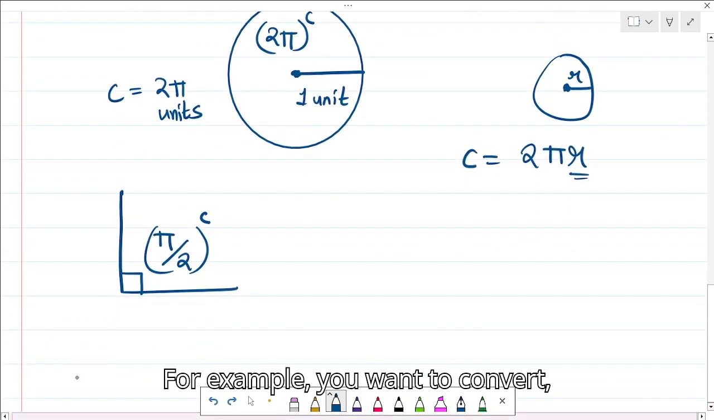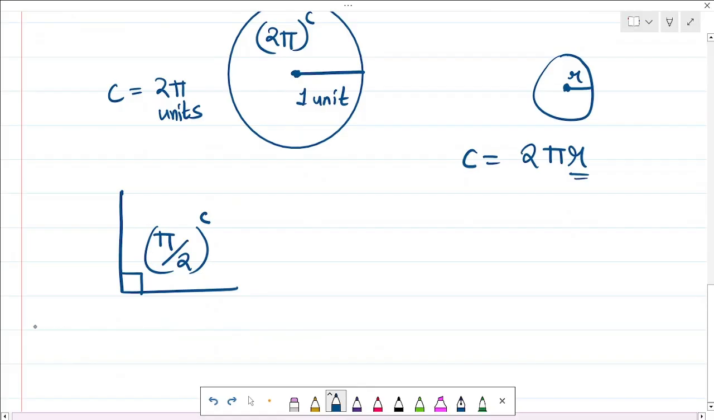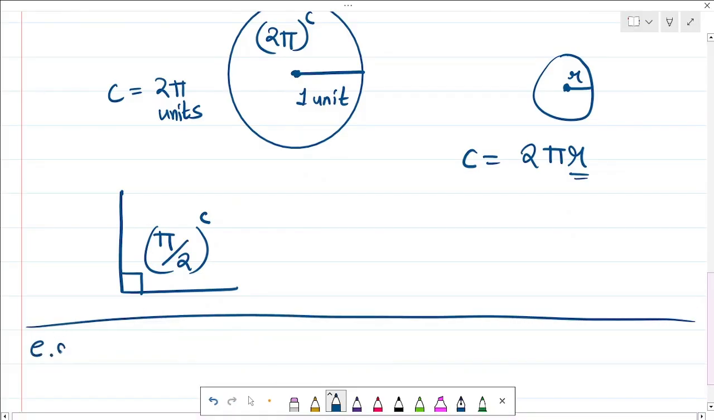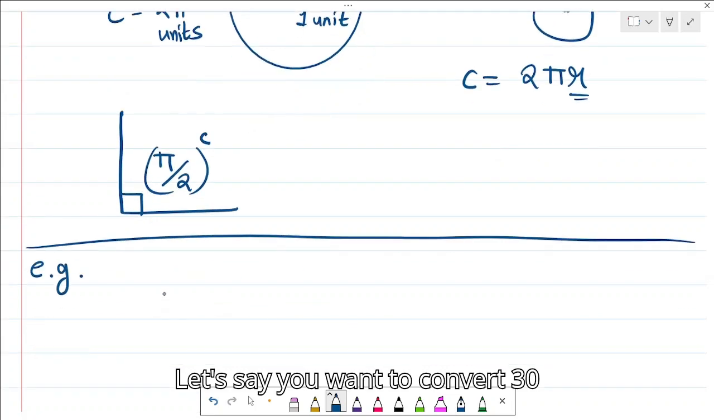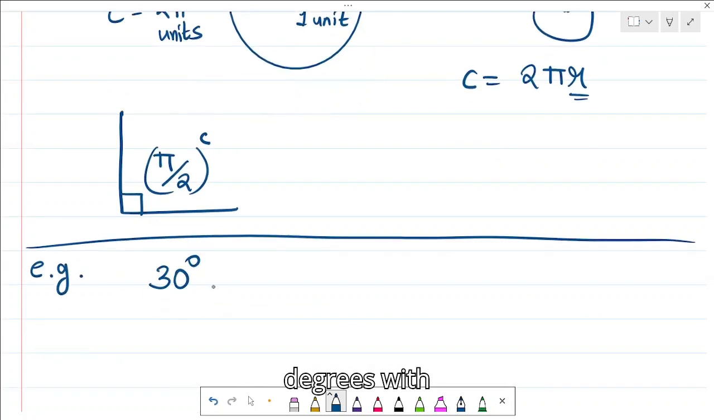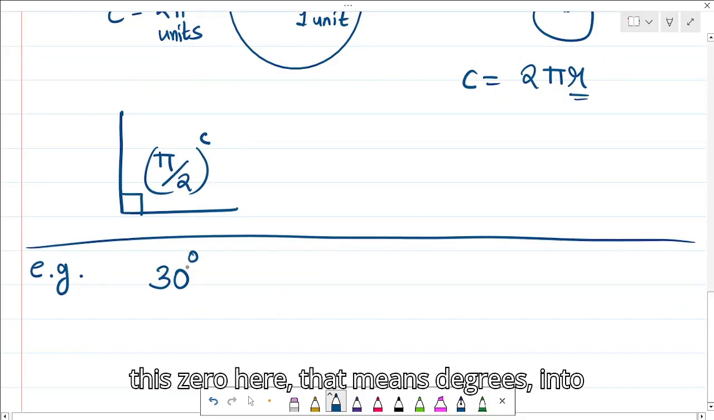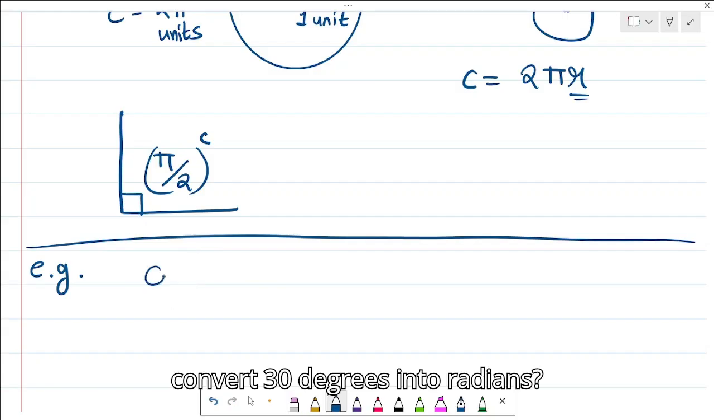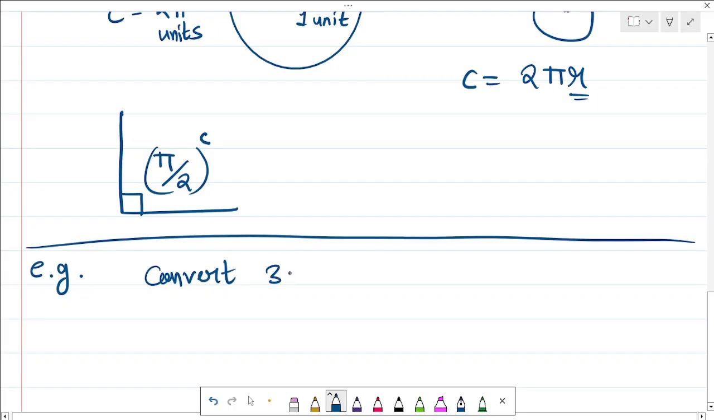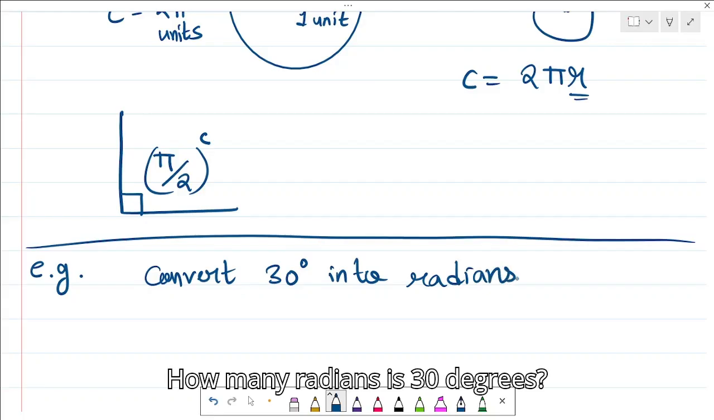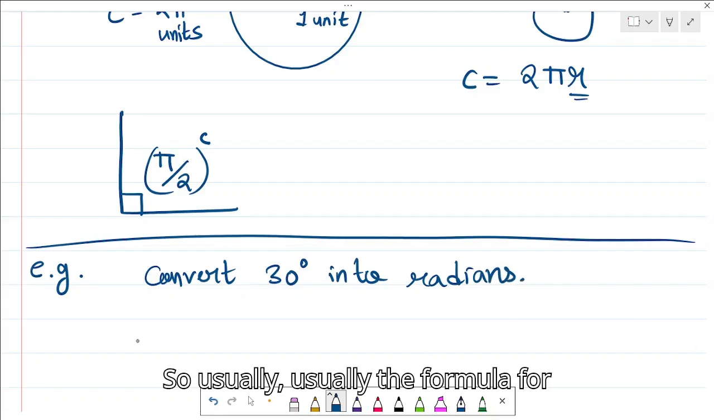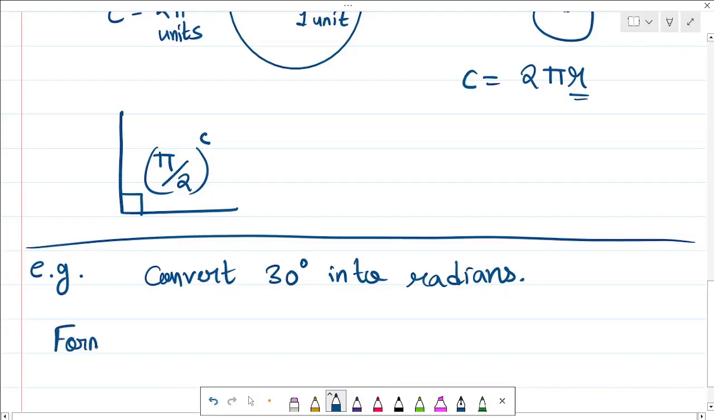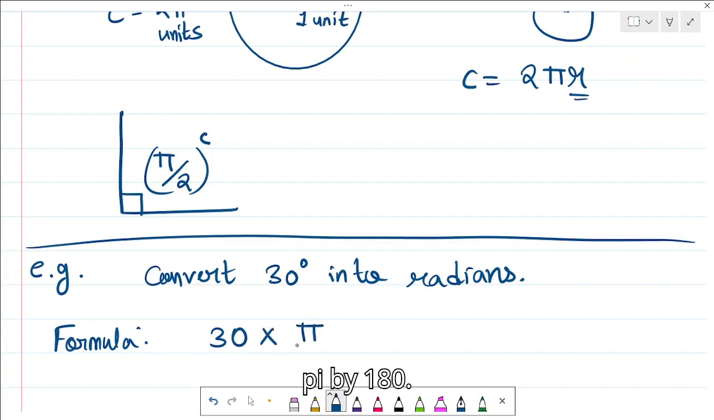So for example, let me take some examples. Let's say you want to convert 30 degrees, with this 0 here meaning degrees, into radians. So how can you convert 30 degrees into radians? How many radians is 30 degrees? So usually, the formula for this is going to be 30 into pi by 180.